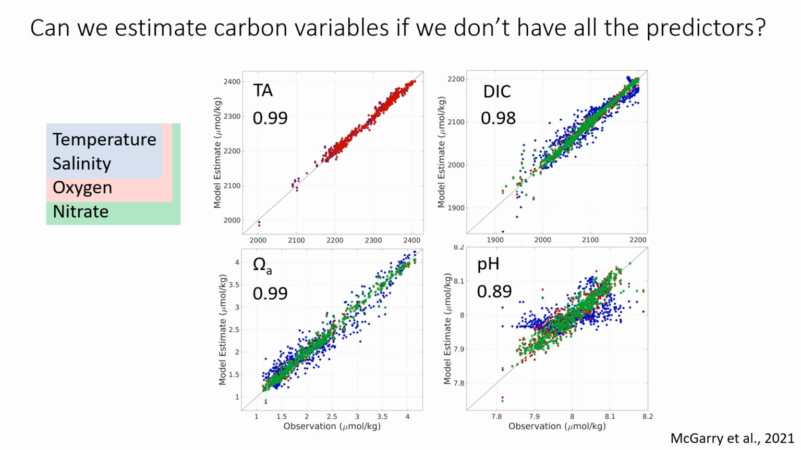This change was small because when we already were using oxygen as a predictor, that provided information about how much photosynthesis or respiration had occurred. And so nitrate as a predictor would provide mainly the same information. But still, nitrate improved the models, as indicated by the AIC score.